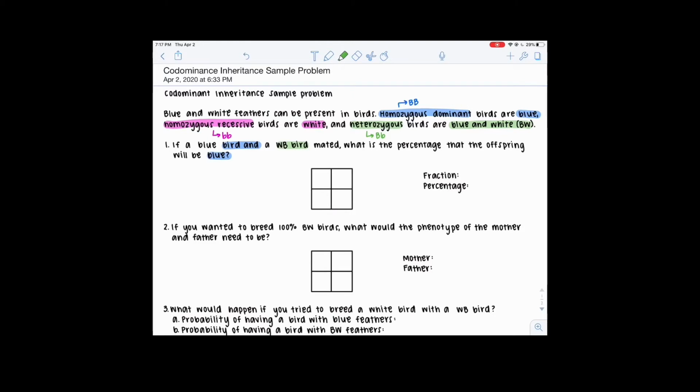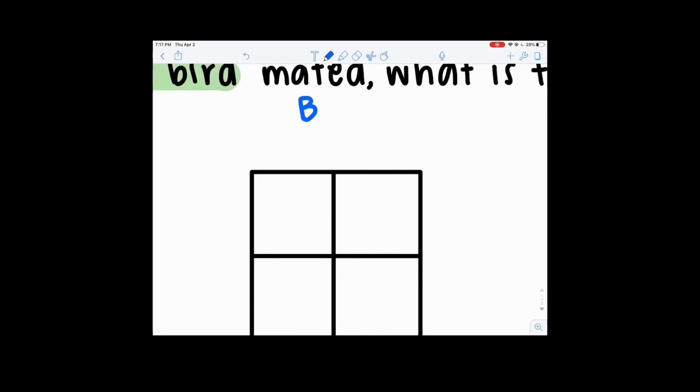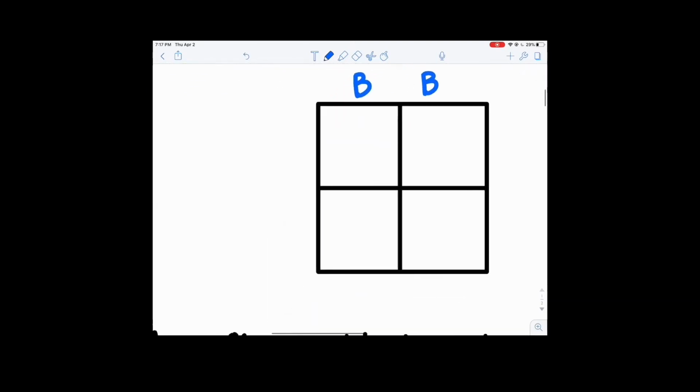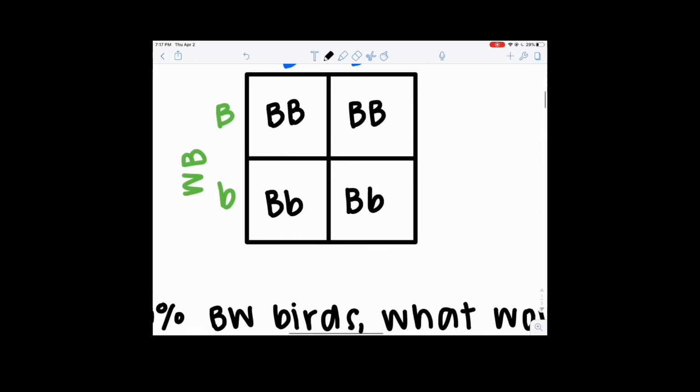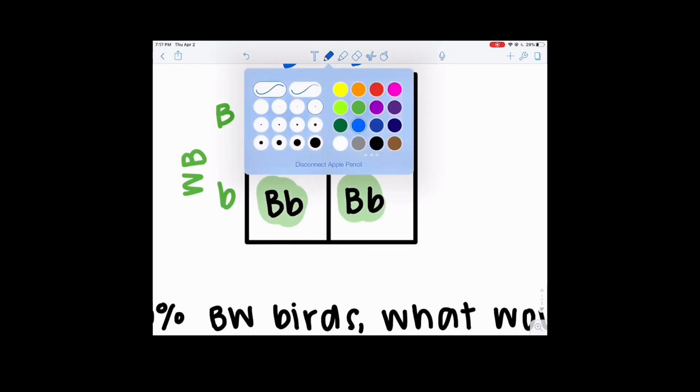So we can go ahead and label our Punnett square because we know we are doing a blue bird and a BW bird, so we can label the top as blue with the capital B because it is homozygous dominant, and we can label the side of it as BW with a capital B and a lowercase b because it is heterozygous. So now we can cross the two birds and we get two uppercase BBs and one uppercase B, lowercase b, and another uppercase B, lowercase b. So as you can see, we have two homozygous dominant blue birds and two heterozygous blue and white birds.